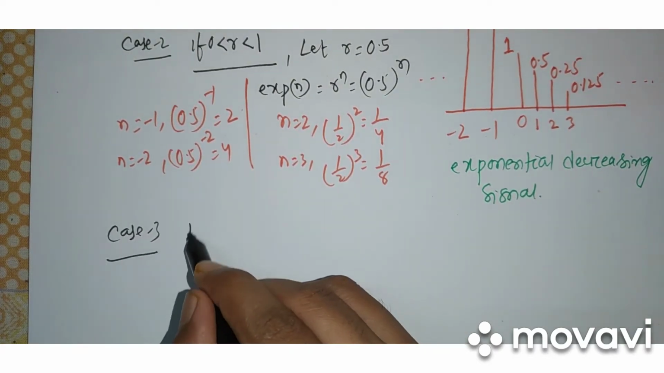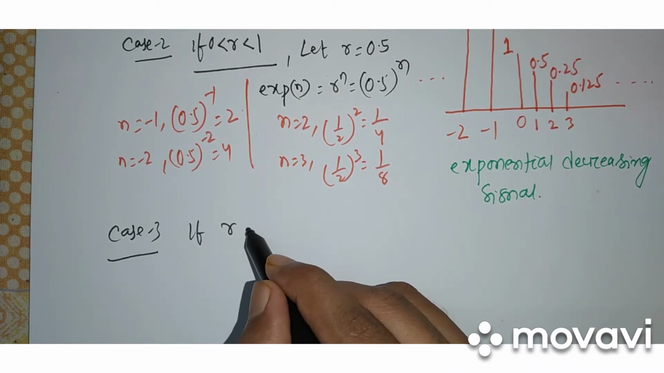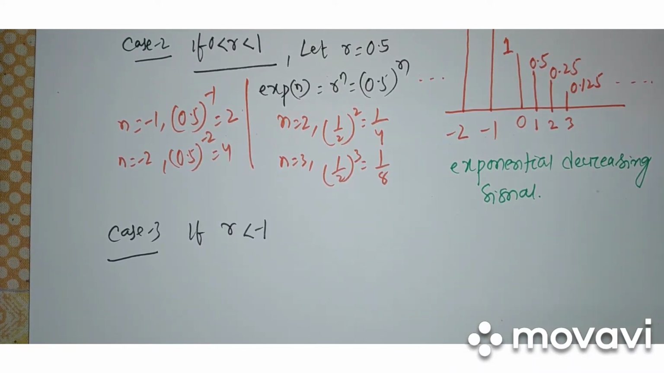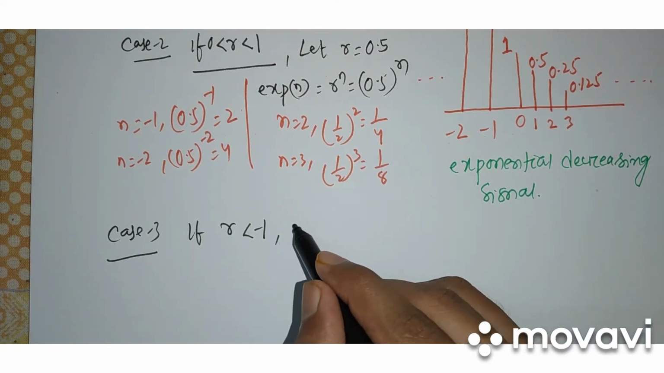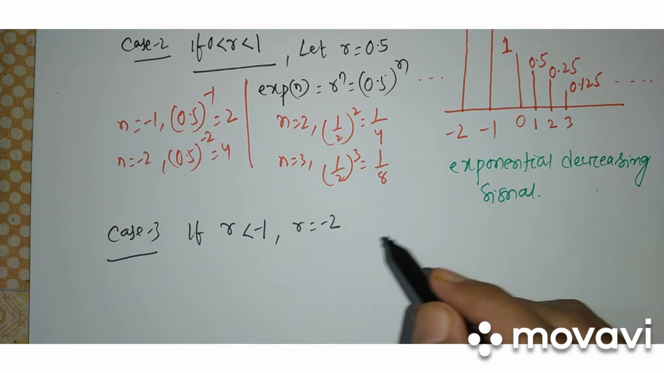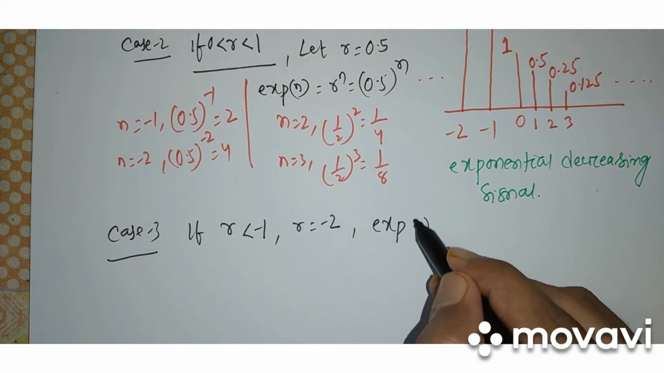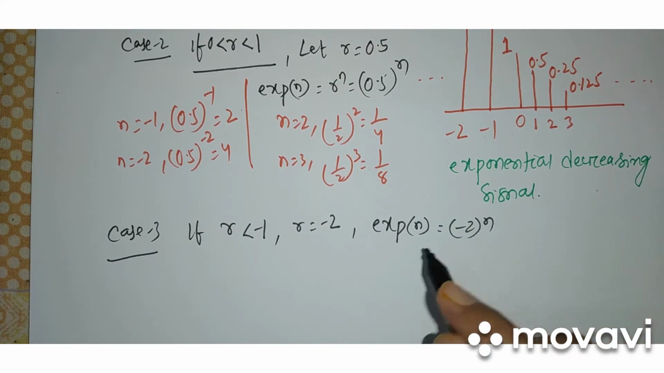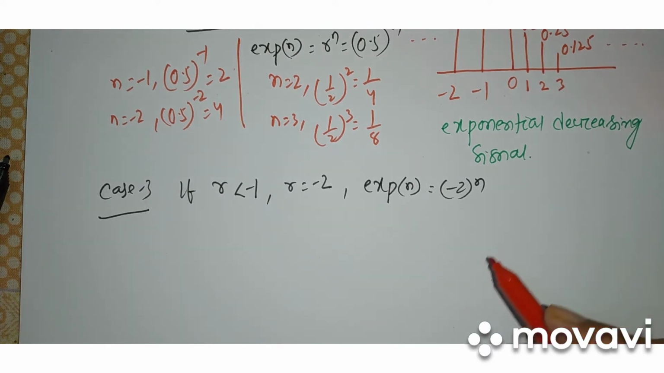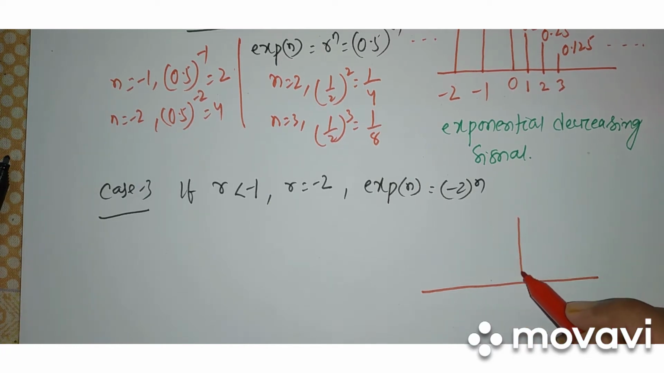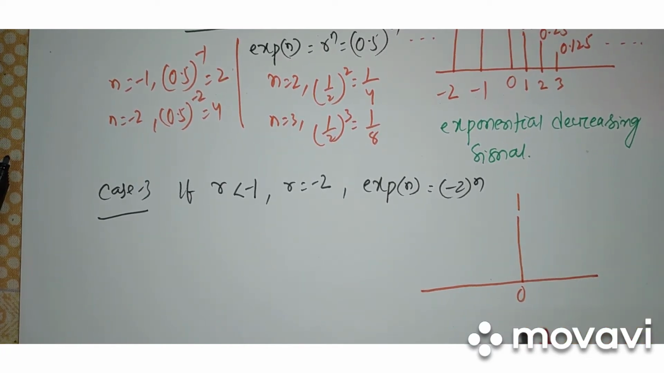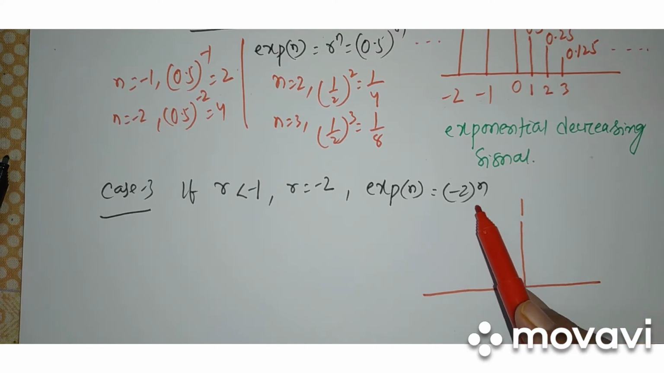Case 3. If R is less than minus 1, so what will you get? If R is less than minus 1, let R equal minus 2. Then the exponential of n is minus 2 to the power n. Now do the plot. Again it is simple. Try to do the plot. Now when n equals 0, minus 2 to the power 0 is 1. When n equals 1, it is minus 2.